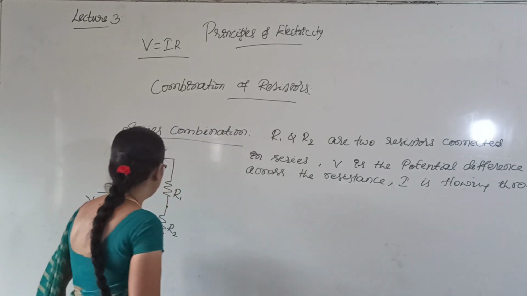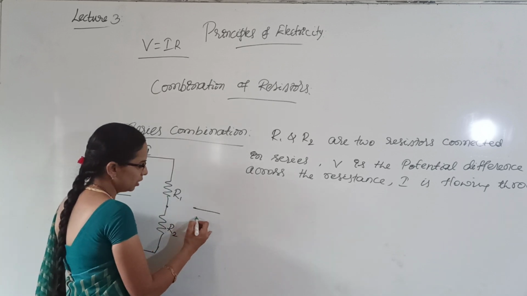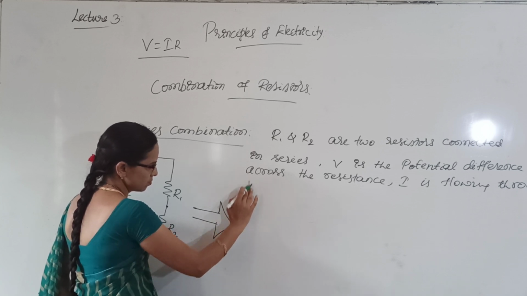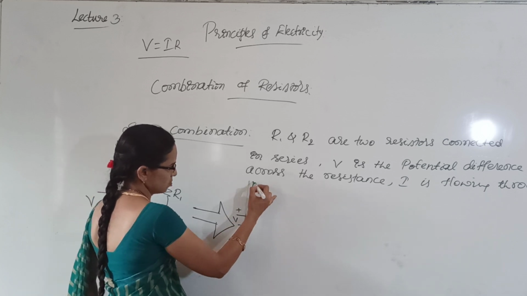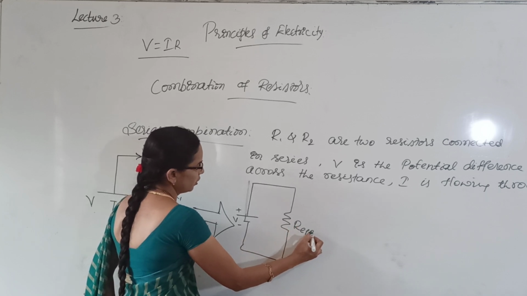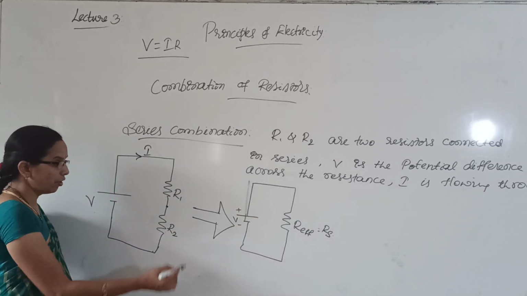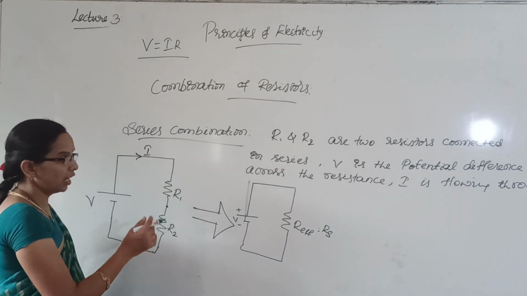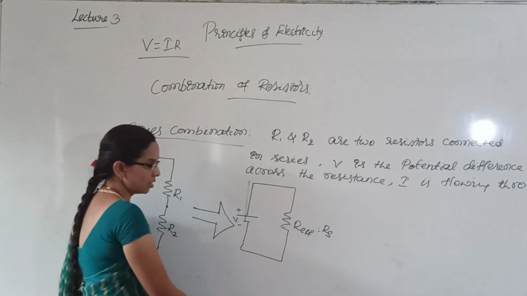See, this circuit can be equivalently written as this effective value, which for the series combination you can read as RS, the effective value of these two resistors. When these two resistors are connected in series, the effective value can be written as a single resistor, that is called RS.